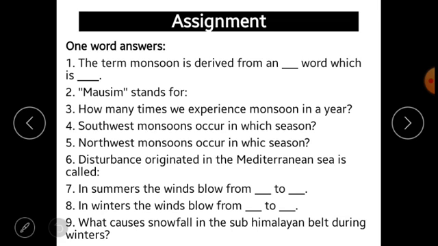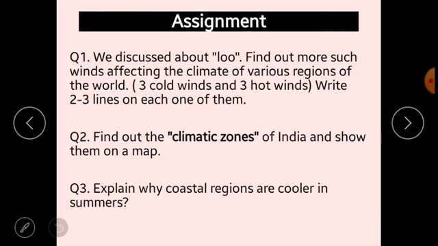This is your assignment. These are the one word answers. Copy them in your notebook, and these are some questions.